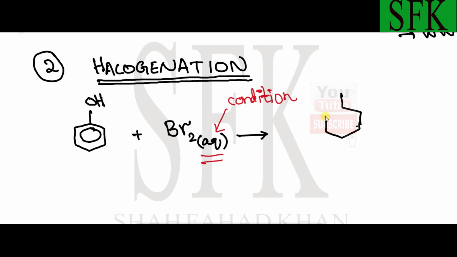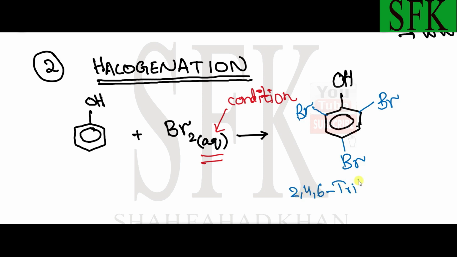All the possible positions of phenol will get brominated, and the product will appear as Br, Br, Br on the 2, 4, 6 positions, and the product would be 2,4,6-tribromophenol.